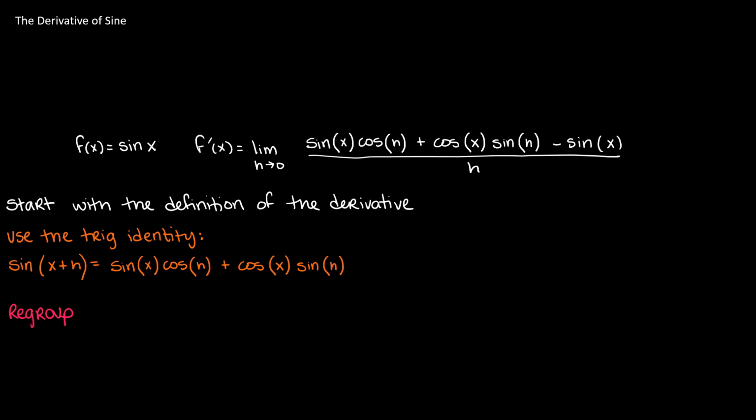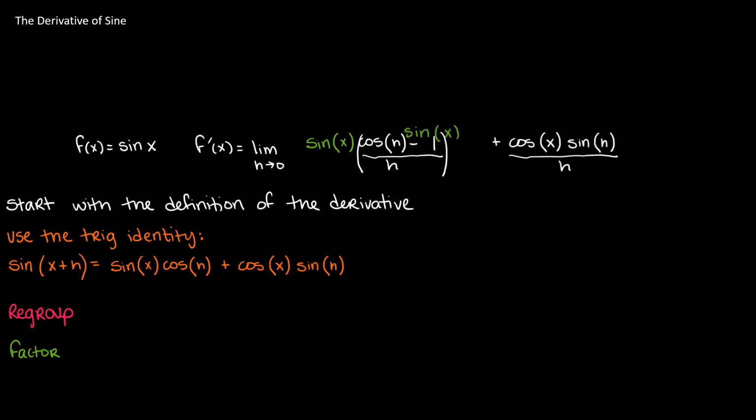We're going to regroup our terms, basically just reordering the terms in the numerator, and then that'll allow us to notice that we can split this into two fractions. In that first fraction, we have a common factor of sine x. If we factor that out, we're left with sine x times cosine h minus 1 divided by h. And then the other fraction, cosine x times sine h over h.